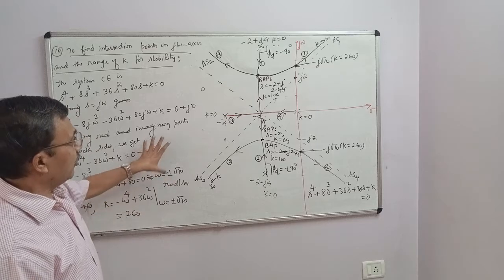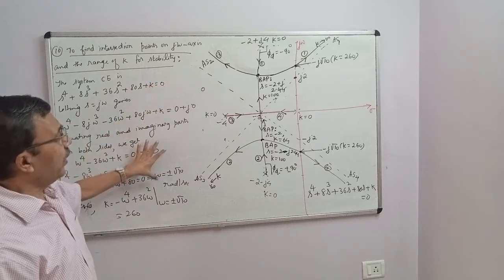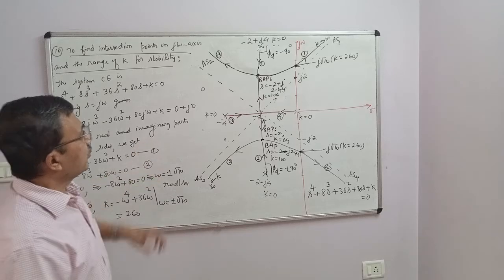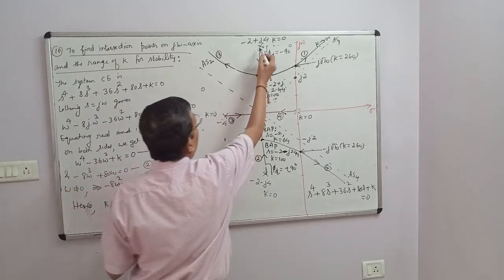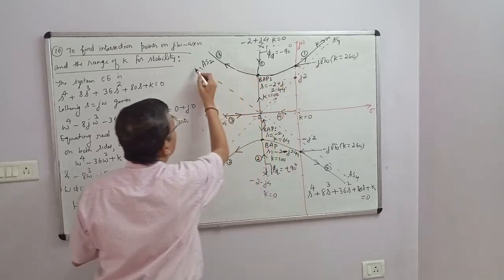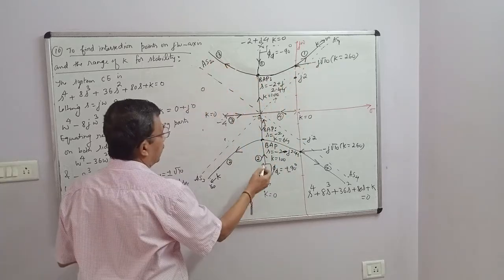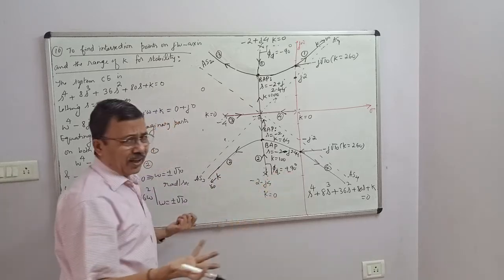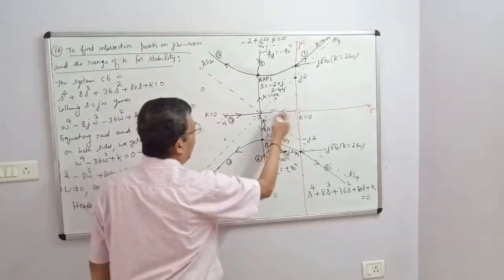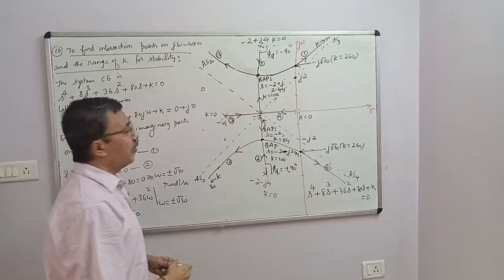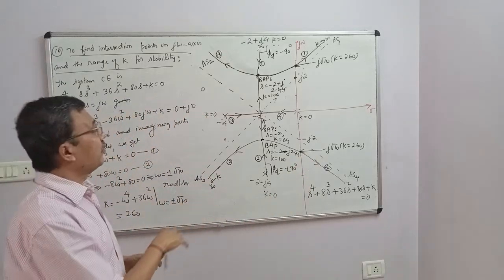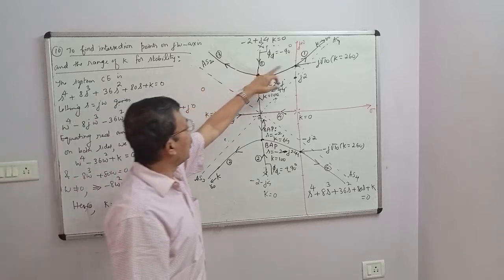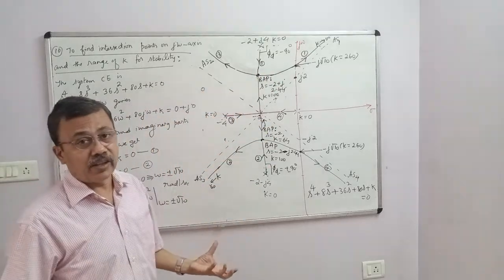So, trace the branches. A branch has to start on a pole and end on a zero. In the figure that I have written, this is branch number 1. This is branch number 3. This is branch number 2. Numbering is very arbitrary. This is branch number 4. Don't go by 1, 2, 3, 4. Just to identify the branches for your convenience, I have written 1, 2, 3, 4. In the examination, don't write 1, 2, 3, 4. This is for your understanding.